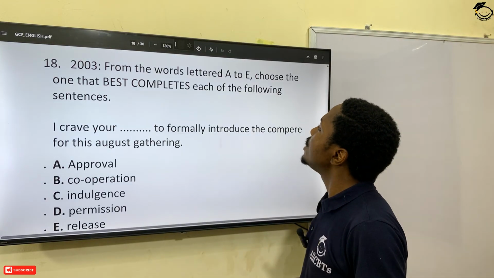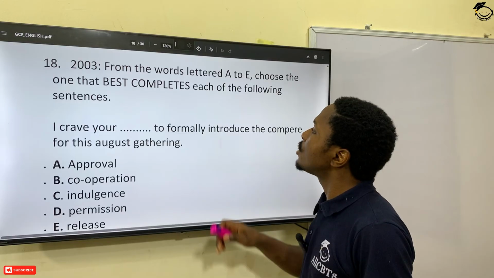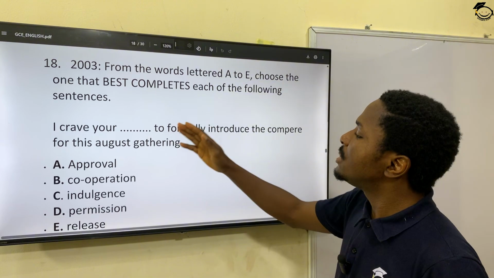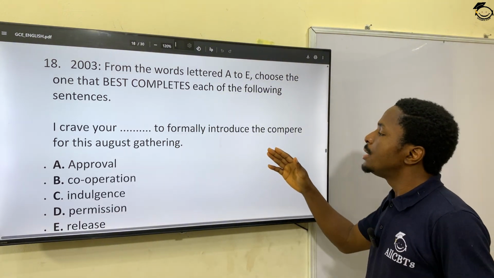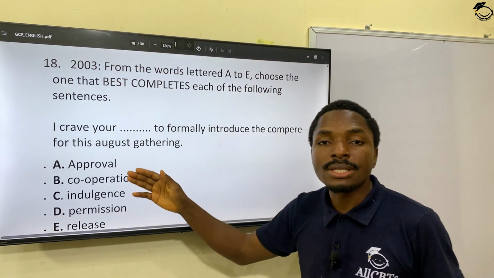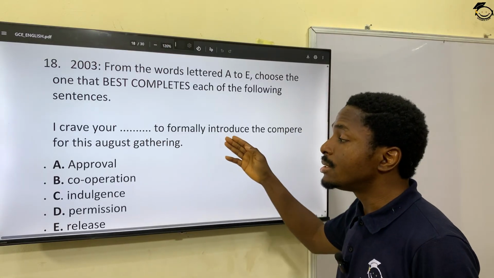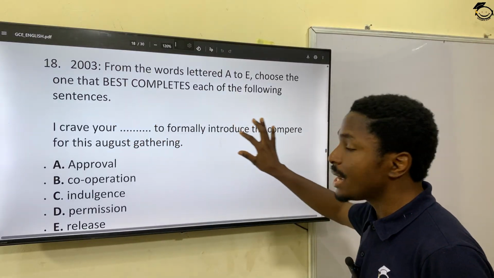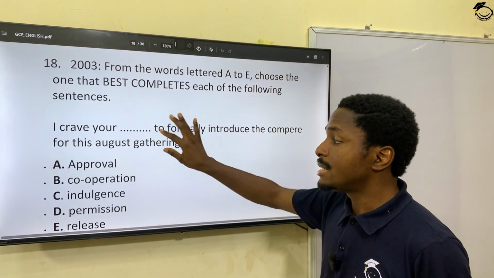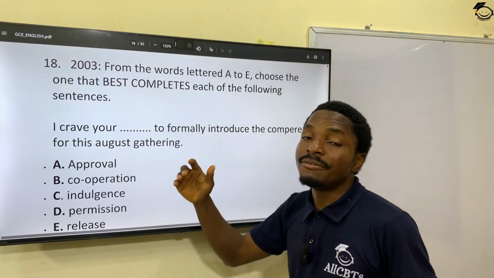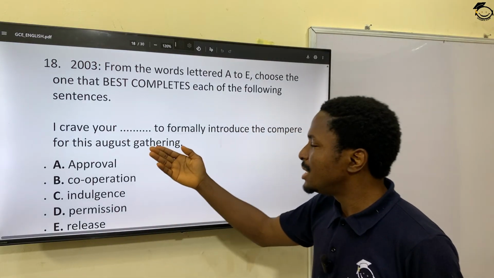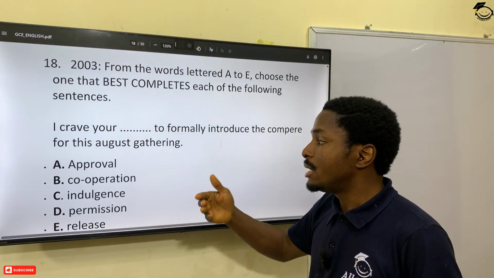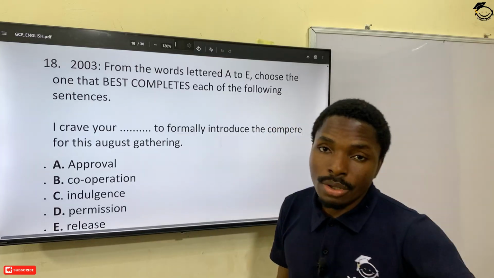From the words lettered A to E, choose the one that best completes each of the following sentences. I crave your dash to formally introduce the compere for this August gathering. I crave your what? What should be there? Now, first thing to note is that this is formal writing. This is probably an excerpt from a formal letter or from a formal invitation. This is somebody asking his boss or her boss, probably in an official setting, to do something.